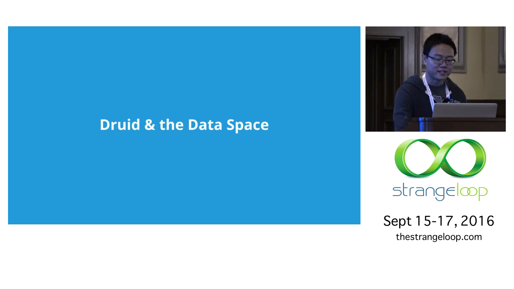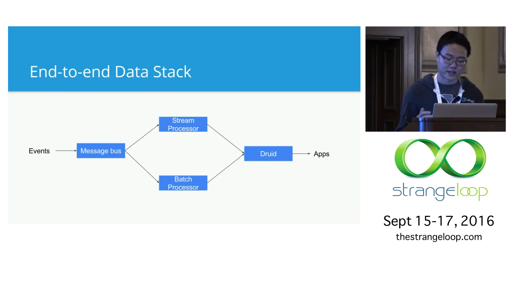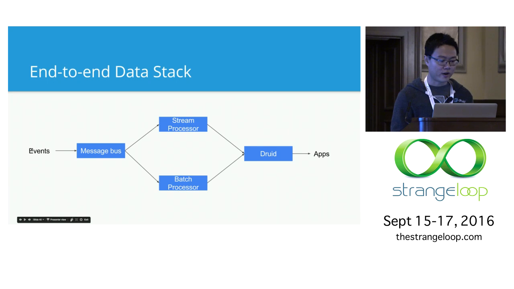OK, so the very last section here is how Druid fits in this whole wacky data space as an open source solution. This is an architecture I like a lot. This is an architecture which I think is flexible to handle a lot of different types of use cases with event data. In this architecture, you have events that get fed into a message bus. Nowadays, I think Apache Kafka is by far the most popular open source message bus here.